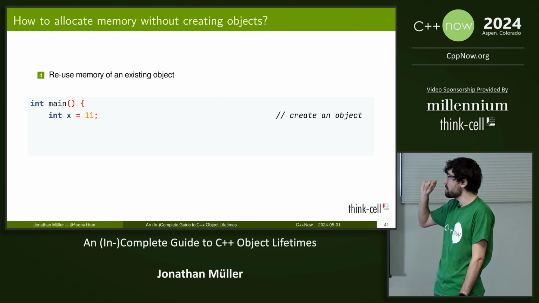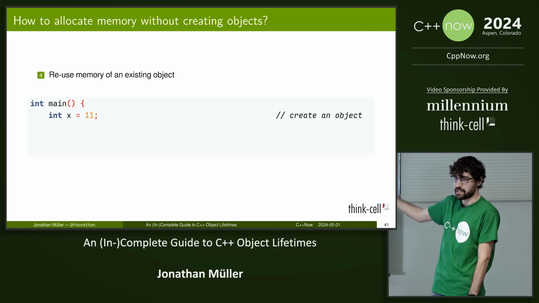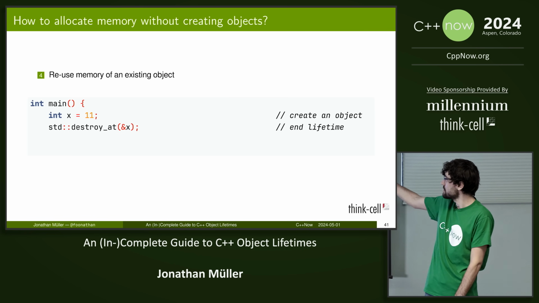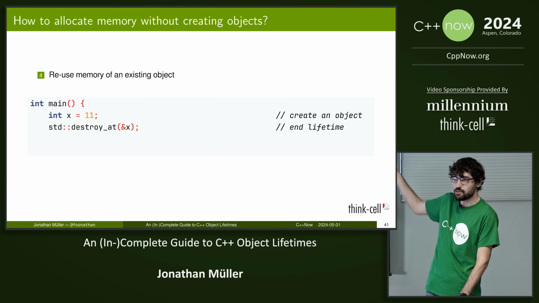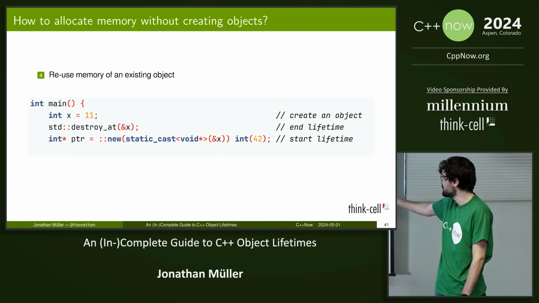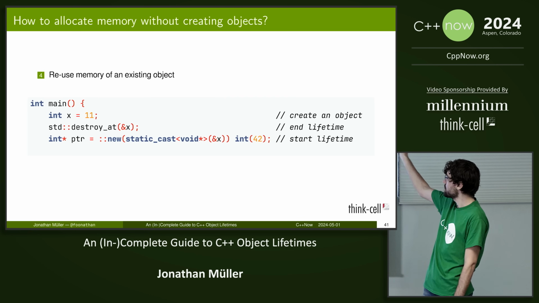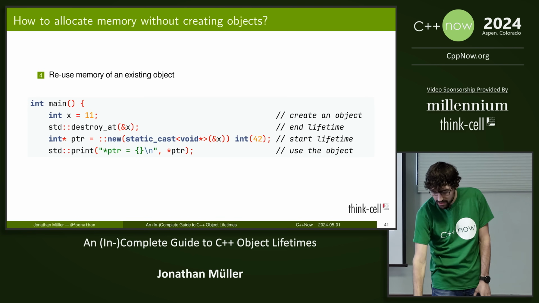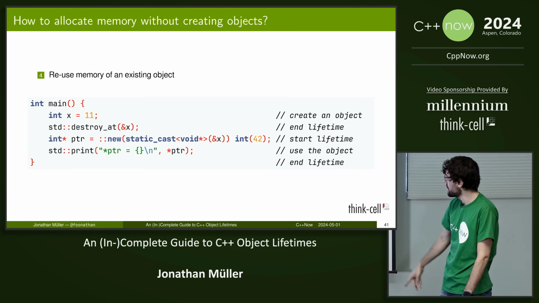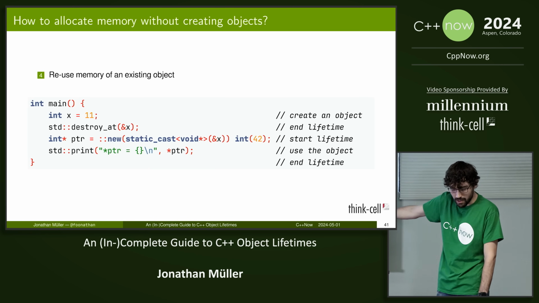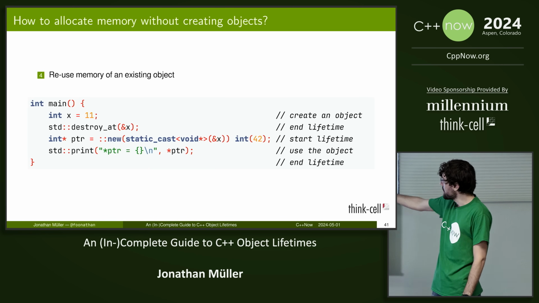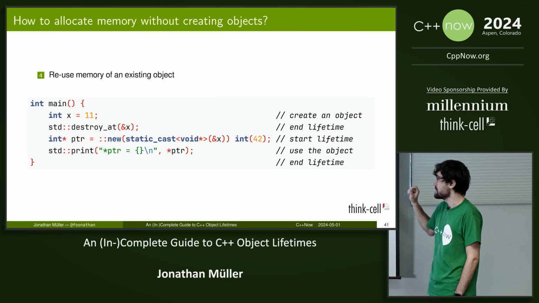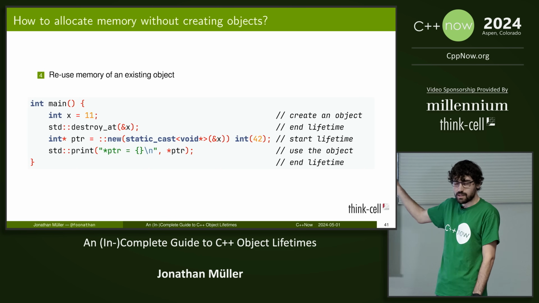But we can also do something more interesting. We can reuse the memory of an existing object. So here we've got our int. We then destroy that int. So now we've got a shell where there used to be an int. And then we call placement new. And now we've got another int at the same location where we previously had the int object, which we can then use because we've got an object. And then something interesting happens here. I'm going to talk about exactly what's going on, but this ends the lifetime of our int object. More about that later. So we can reuse the existing memory.